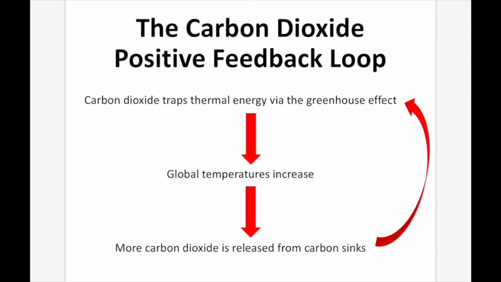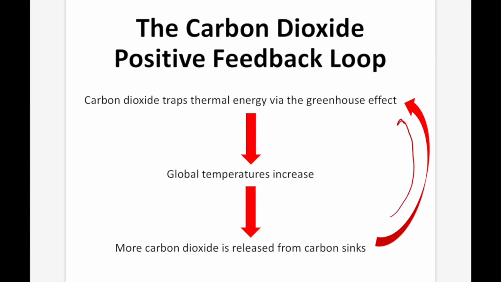So what a positive feedback loop is, is that the previous thing causes the next thing to happen more aggressively or in a greater amount. So let's take a look at what this is. Carbon dioxide traps thermal energy via the greenhouse effect. So we talked about that. The greenhouse gas carbon dioxide traps heat energy in the atmosphere. This increases global temperature. As global temperature increases, we get more carbon dioxide being released from our carbon sinks, like I talked about, the evaporation of the water from the oceans. That's a good example. So as we increase global temperature, we get more carbon being released from the oceans.